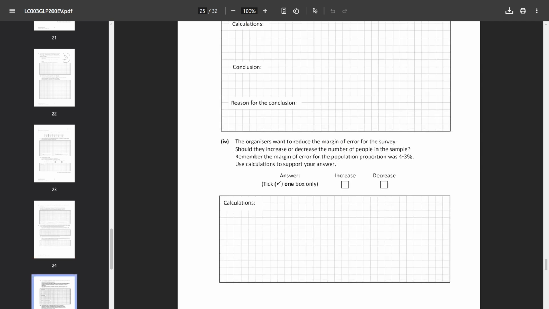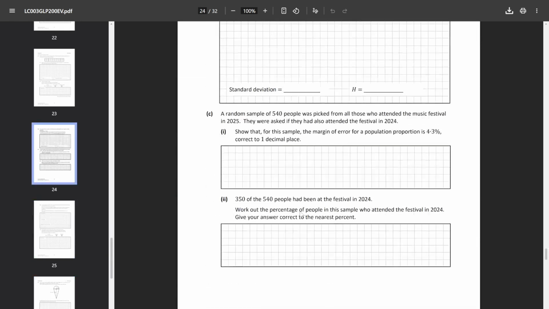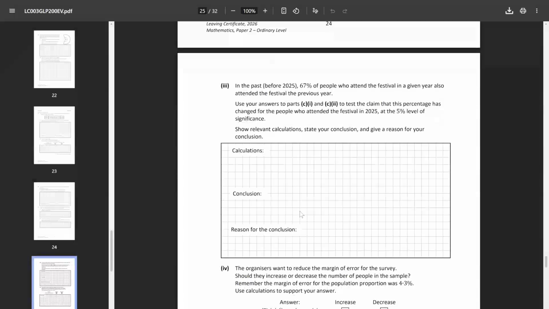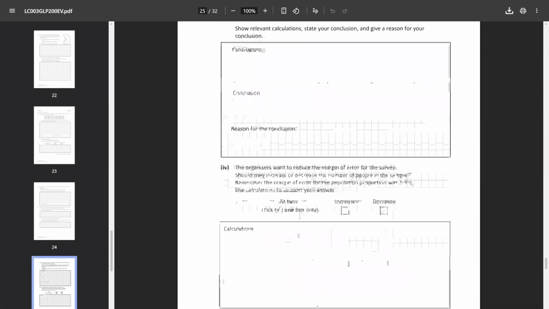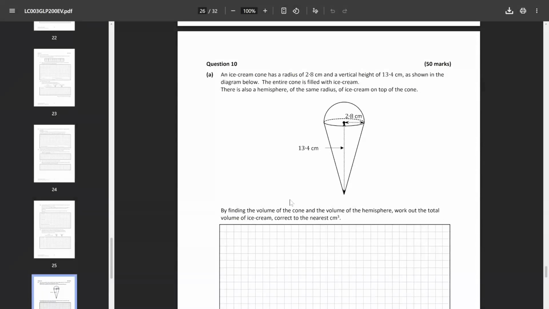And then question 4, again, a slightly more conceptual question, just involving the margin of error. So, I mean, this question was absolutely beautiful. It really was. I'd say everyone in the country who sat ordinary level on Monday would have answered question 9. Question 10, volume of a couple of things.